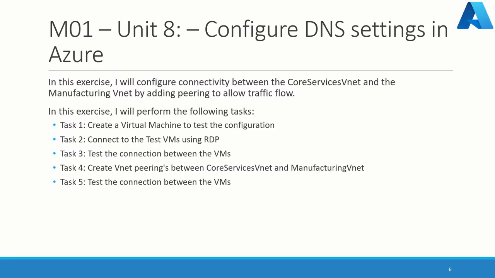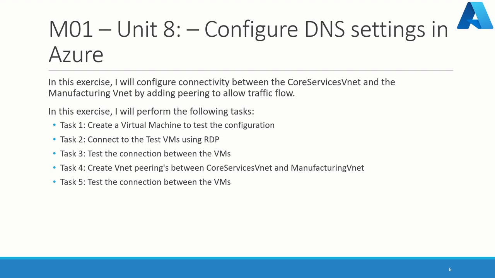In this exercise, I'm going to configure connectivity between the CoreServicesVnet and the Manufacturing Vnet by adding peering to allow traffic flow. The reason is because CoreServicesVnet and Manufacturing Vnet cannot see each other. They are standing on their own.